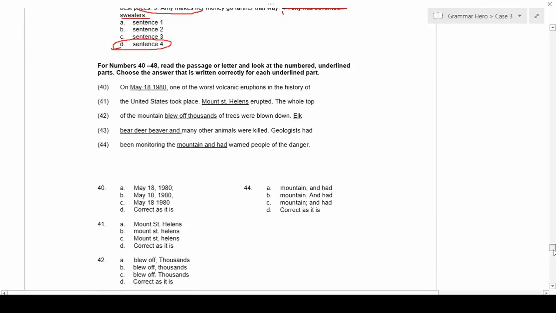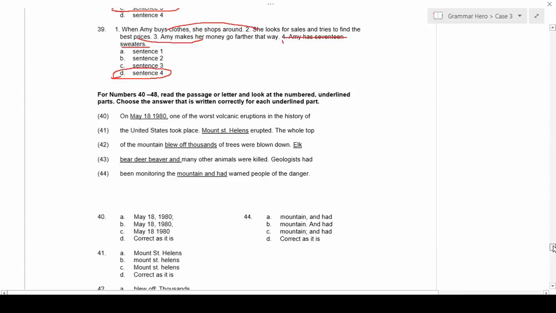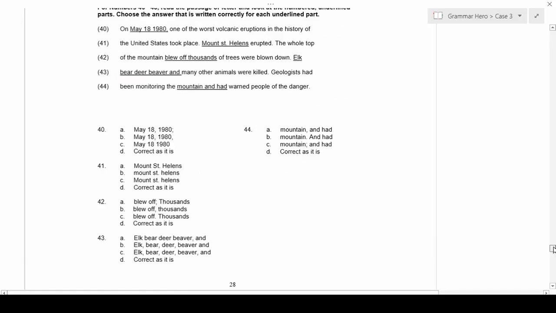Okay, for 40 to 48, it says read the passage or letter and look at the numbered or underlined parts. Choose the answer that is written correctly for each underlined part. So again, this is going to test your knowledge of punctuation and capitalization in particular. So let's go ahead and get started. You don't necessarily have to read through the whole paragraph. Personally, I like to take it a segment at a time.